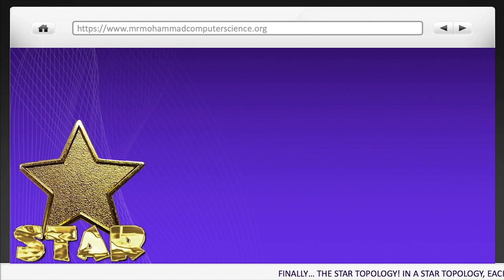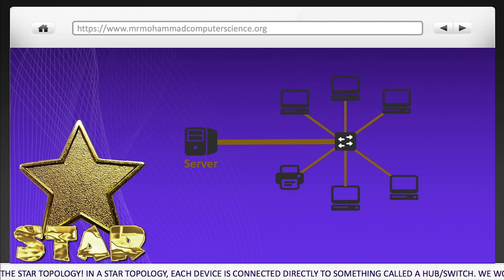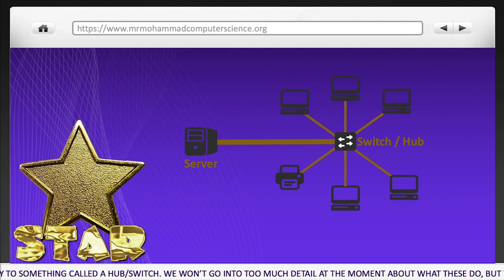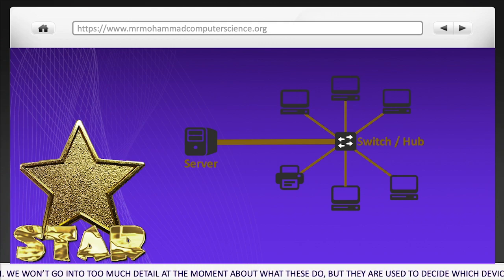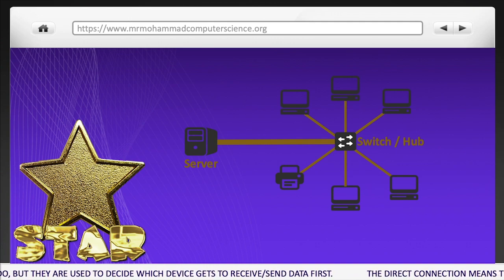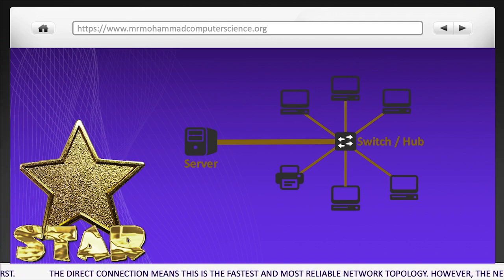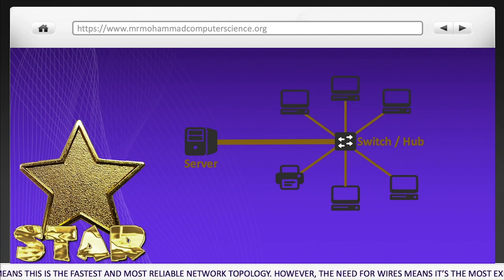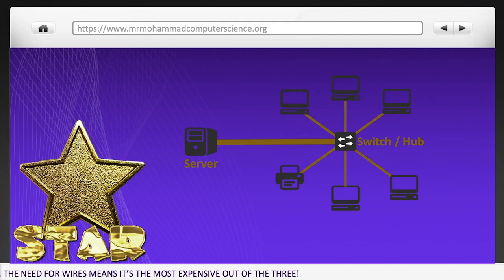Finally, the star topology. In a star topology, each device is connected directly to something called a hub or switch. We won't go into too much detail at the moment about what these do, but they are used to decide which device gets to receive or send data first. The direct connection means this is the fastest and most reliable network topology. However, the need for wires means it's the most expensive out of the three.